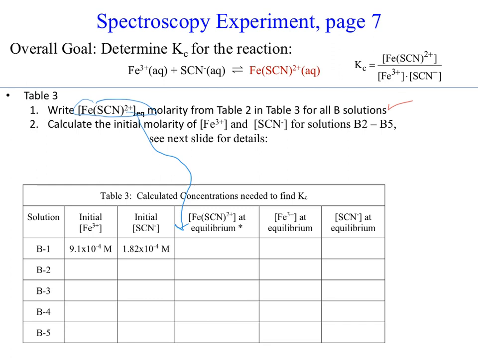And then next, we're going to calculate the initial molarity of iron and SCN minus for solutions B2 to B5. So again, we're going to use stoichiometry very similar to what you watched in the first video, and I will walk you through that on the next slide.